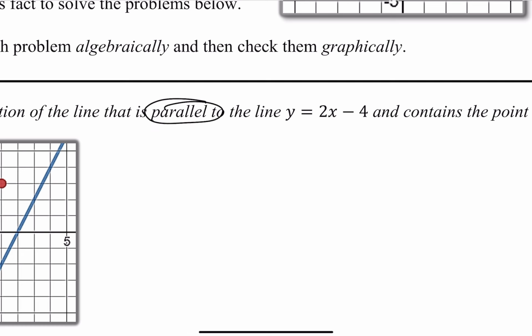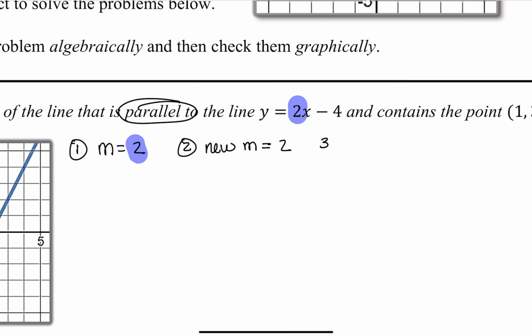So step 1 is write your original slope. Remember, your slope is always a number in front of the variable. So my original slope is 2. So I'm going to put 2 right here. Step 2 is write your new slope. So your new m, because they're parallel, they're going to be the same. So I'm going to write a 2 again because it's the same slope.